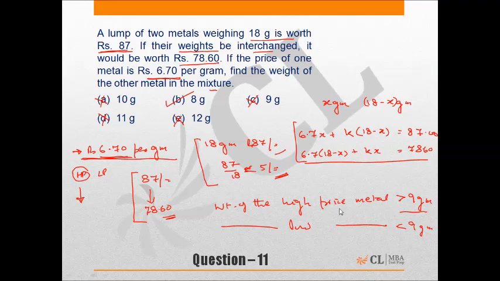So the correct answer in this case, since we want the weight of the other metal, the low price item in the mixture, has to be less than 9 grams. Only one choice fits the bill, hence that has to be the answer. Choice B, 8 grams is the correct answer. If you notice, the conventional method will mean a huge amount of time, but a simple understanding of the question can lead to the answer without any calculation.